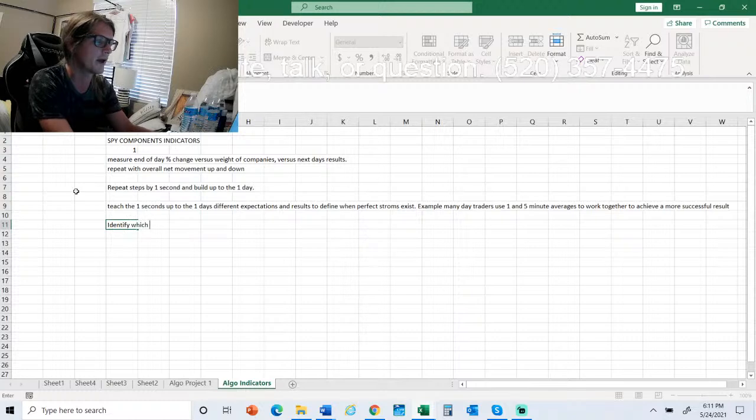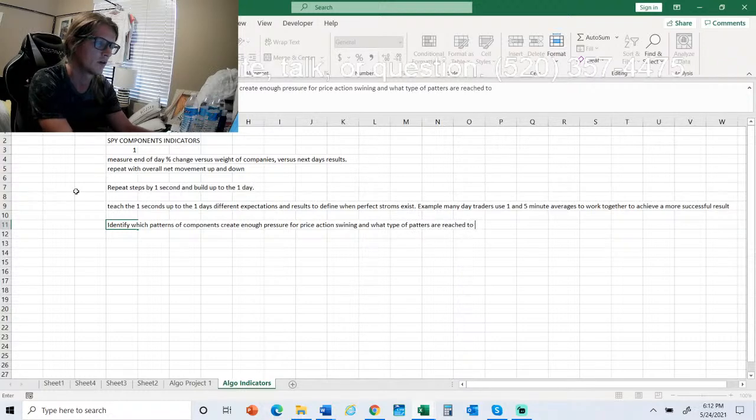Identify which patterns of components create enough pressure for price action swinging, and what type of patterns are reached to assume a net positive or negative coming swing. I will say expected swing.